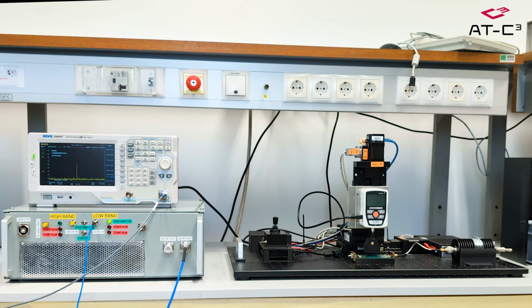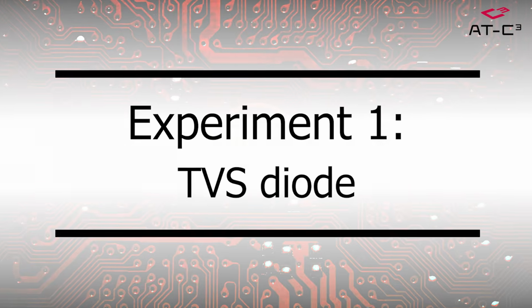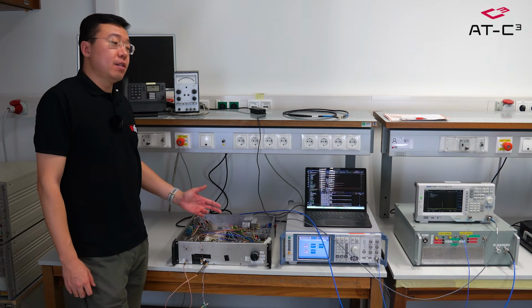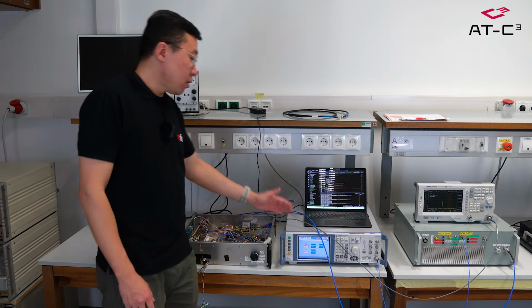On the right side, there is the contact harmonic measurement setup. This one is used to characterize the contact-induced harmonic under different pressure and conditions. Here, we will give you a demonstration of how to measure the harmonic induced by the TVS diode. First of all, you will need the signal generator.